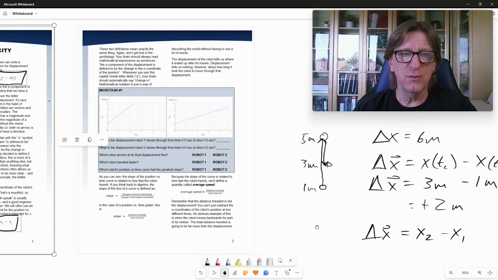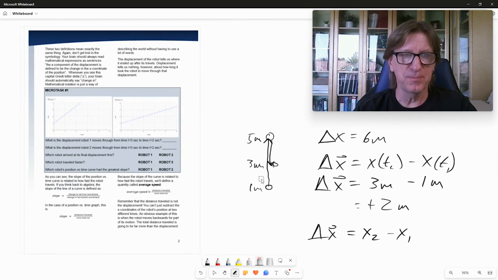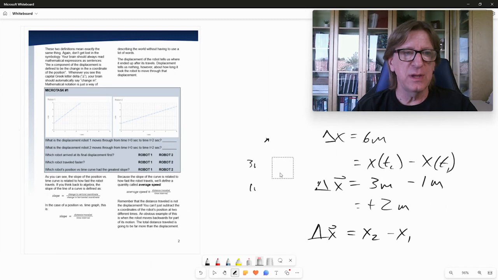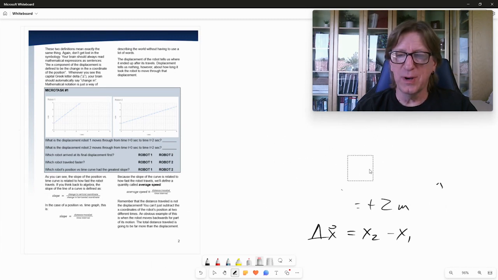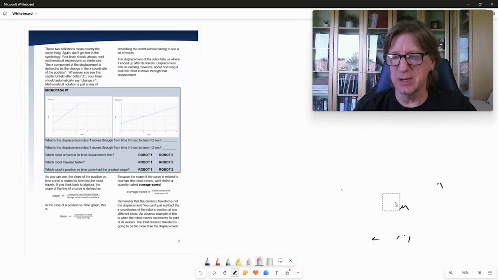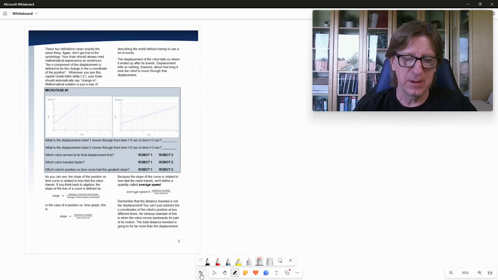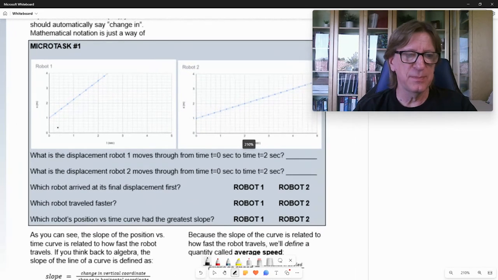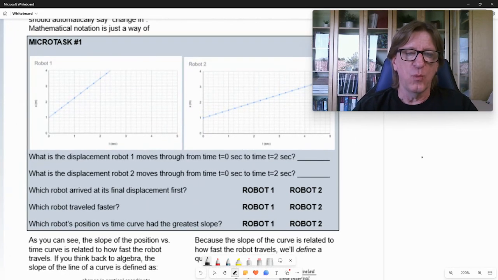So turn over in your book and let's look at the next page here. So here we have two robots and we've graphed their position versus time curve. We're going to be doing a lot with position versus time curves, both here and in lab. All right. So let me zoom in on this so that we can see it. Now, what is the displacement that robot one moves through from time t equals 0 seconds to time t equals 2 seconds? To do that, you simply read it off the graph.